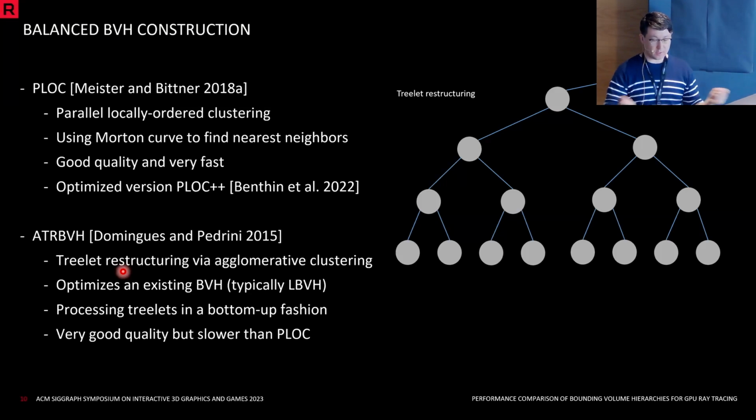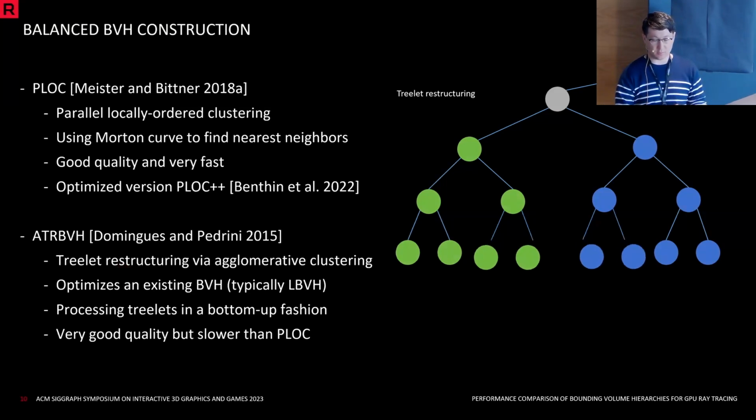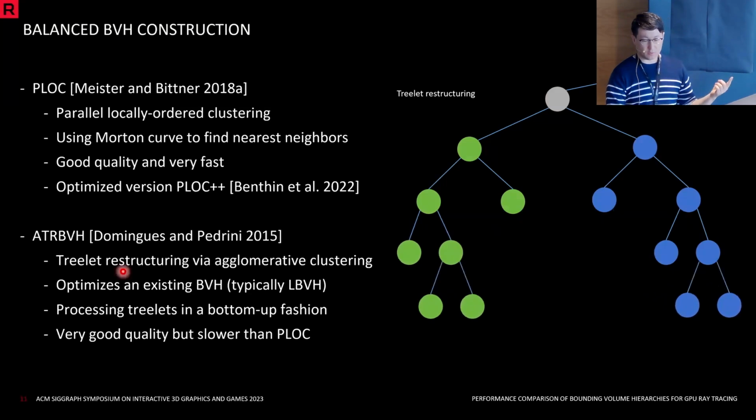It starts from the individual primitives and proceeds up to the root, and where there is a sufficient number of nodes, we form a treelet and reconstruct these treelets in parallel. Then we go just one level above, again form a treelet and reconstruct it, and so on. And this overlapping is really important for the quality, because you can propagate the changes up to the root.